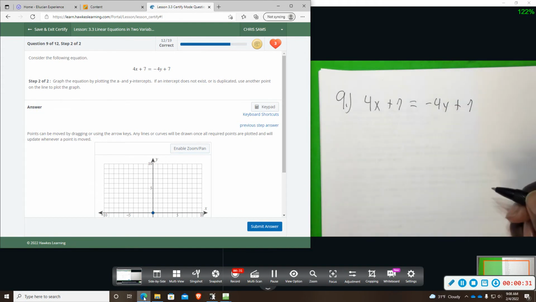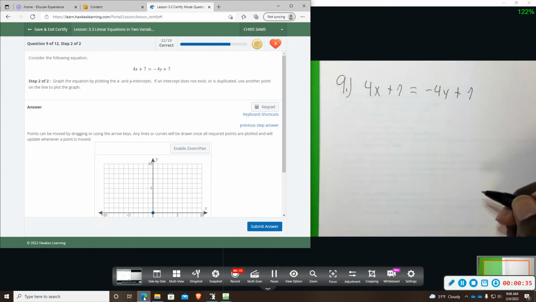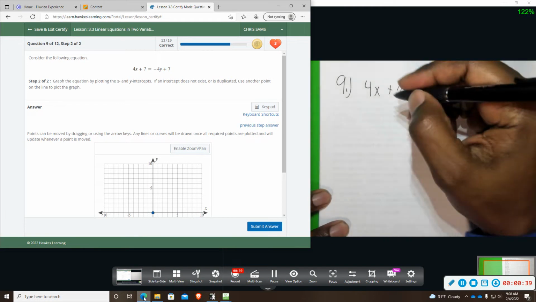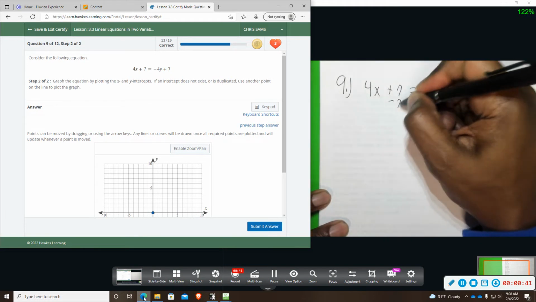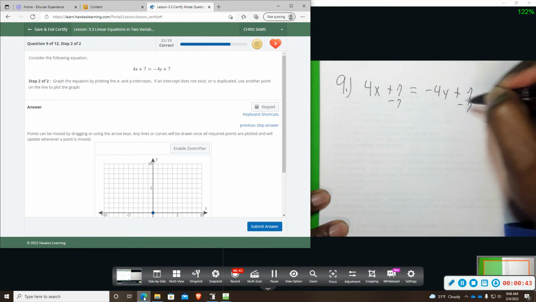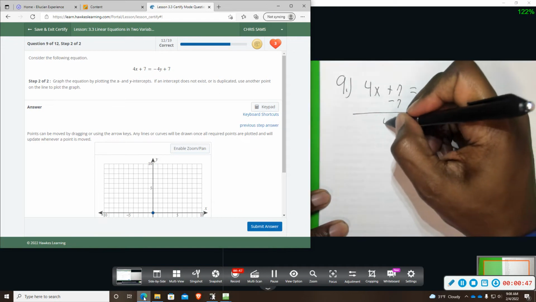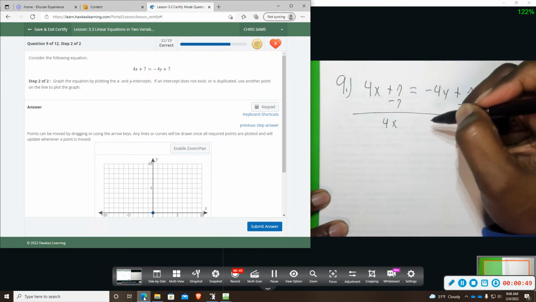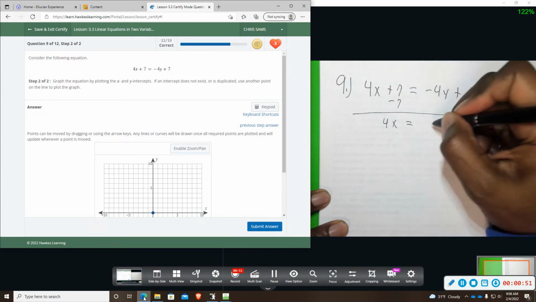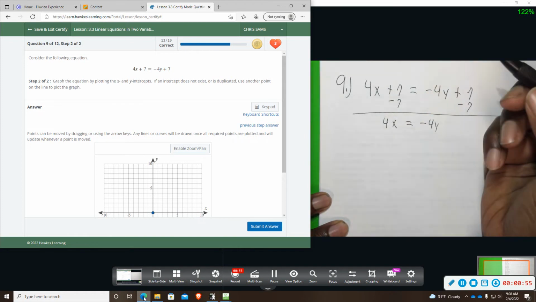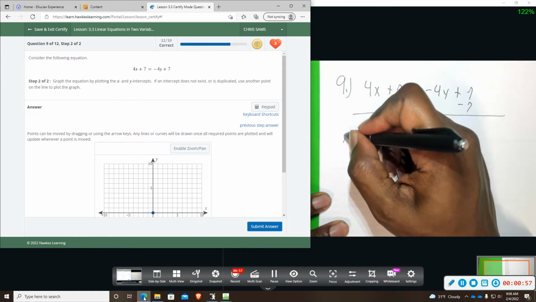So before I get going, I'm just going to simplify this a little bit. Okay, I'm going to combine the numeric terms so that I only have x, y, and one constant. To do that, I'm going to subtract 7 because it's positive from both sides. That's going to simplify my equation to 4x equals negative 4y.